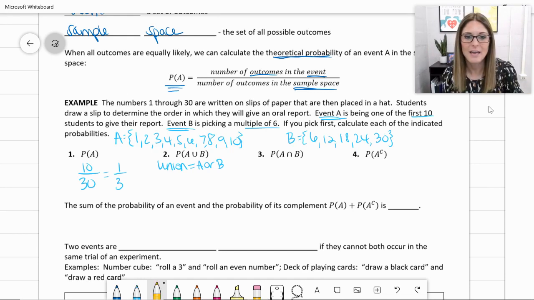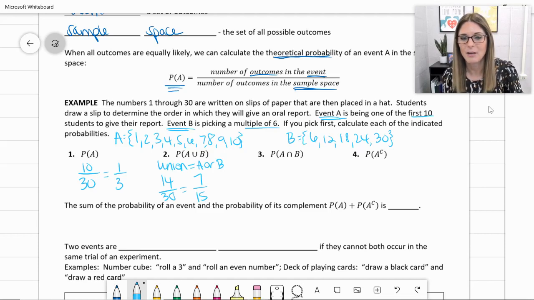In event A, we have 1 through 10, and then union, so everything all together plus event B. We already counted 6. I'm not going to count it again, but we had 12, 18, 24, and 30. So we had 10 possible outcomes in event A, 4 more from event B. So we have 14 out of a possible 30. You can reduce that down to 7/15.